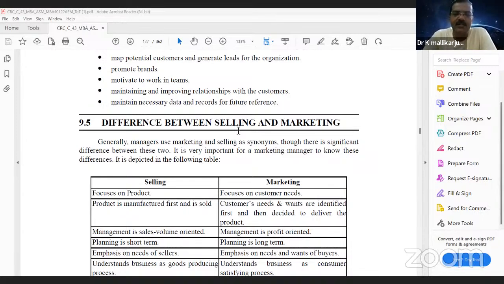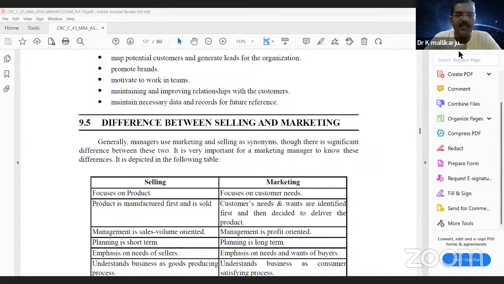But whereas in the marketing concept, the company identifies customer needs, customer wants, and the customer decides. So based on that, the center point is the customer here, but in selling, the center point is the product. So that is the basic difference. Selling is product oriented, marketing is customer oriented.